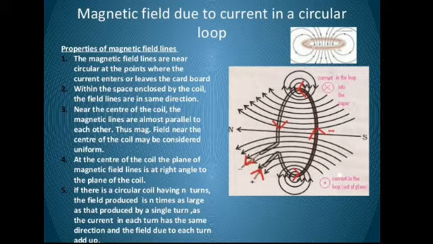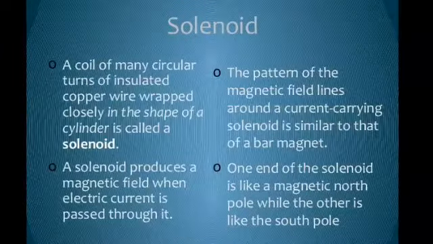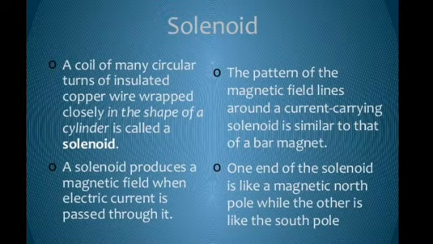So this is all about magnetic field due to a current in a circular loop. Now we will see what is the magnetic field within a solenoid. What is a solenoid? A solenoid is actually a coil of many circular turns of insulated copper wire that is wrapped closely in the shape of a cylinder. This cylindrical shaped insulated wire is known as a solenoid.